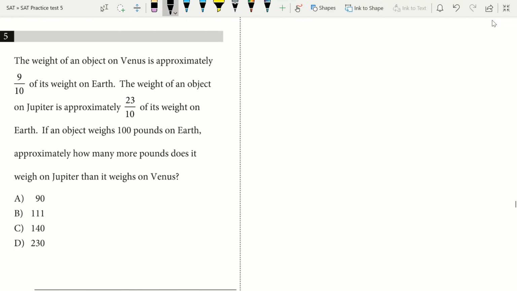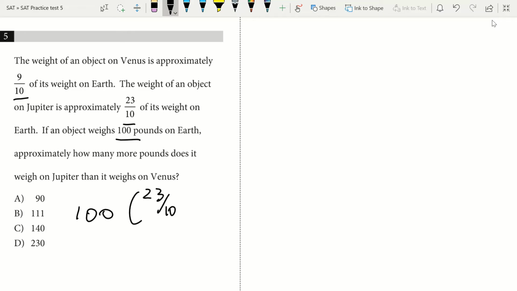Question 5. The weight of an object on Venus is approximately 9/10 of its weight on Earth. The weight of an object on Jupiter is approximately 23/10 of its weight on Earth. If an object weighs 100 pounds on Earth, approximately how many more pounds does it weigh on Jupiter than on Venus? Well, we see on Jupiter, we weigh 23/10 of what we weigh on Earth.